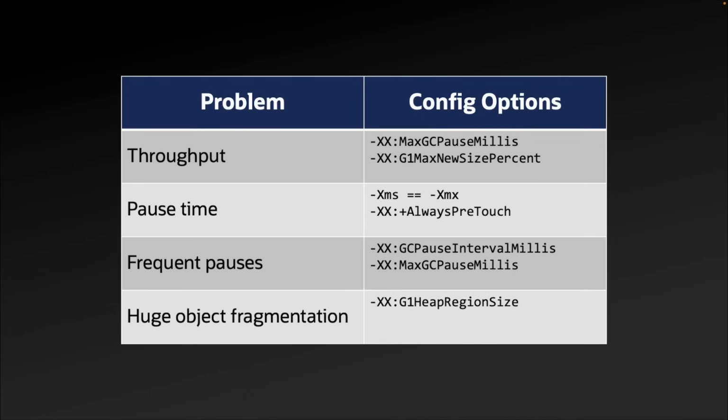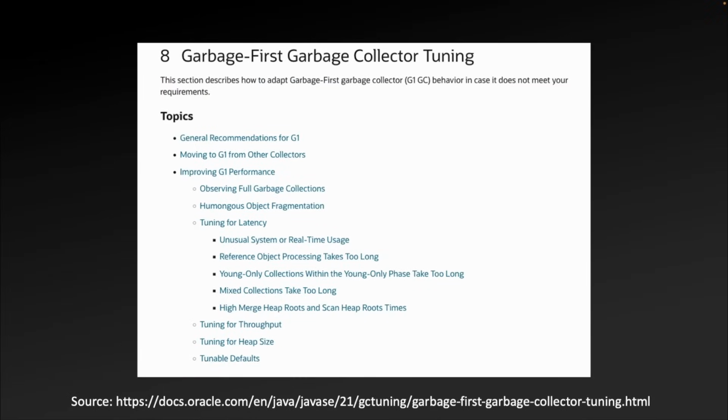Finally, if you're working with a lot of huge objects and are having issues with memory fragmentation, modifying G1 heap region size can help. Setting G1 heap region size so that it closely matches the size of huge objects would be the goal here. Though this is just a high level overview of tuning G1, the Hotspot GC team maintains an entire section on tuning G1, which covers this topic in more depth than I can here. Be sure to check it out in the Hotspot Virtual Machine Garbage Collection Tuning Guide, link on screen and in the description.